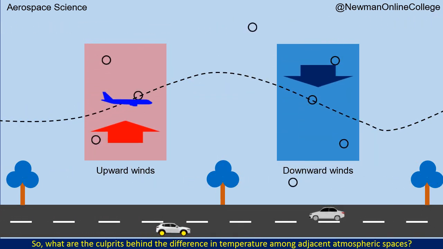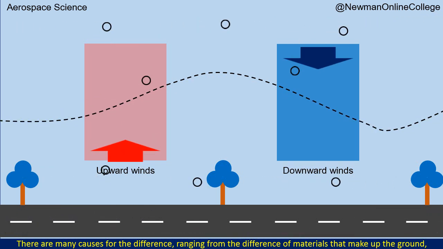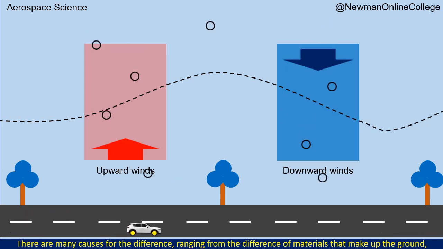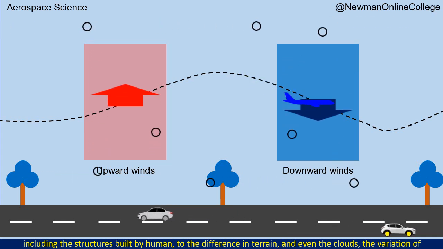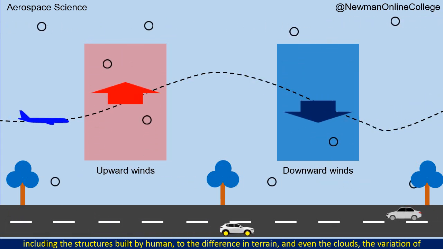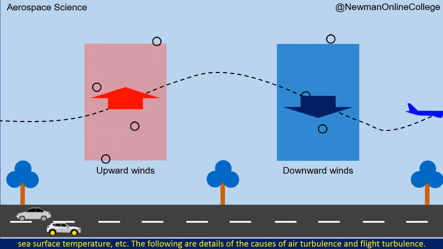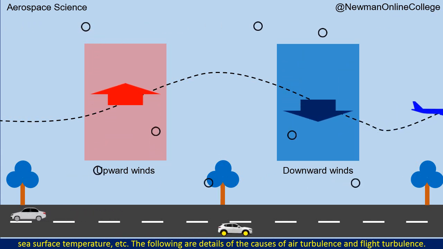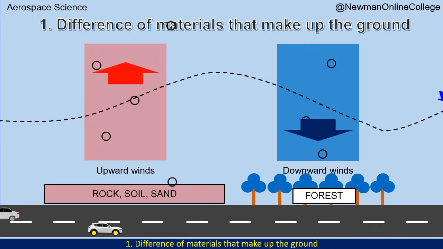So, what are the culprits behind the difference in temperature among adjacent atmospheric spaces? There are many causes for the difference, ranging from the difference of materials that make up the ground, including the structures built by humans, to the difference in terrain, and even the clouds, the variation of sea surface temperature, etc. The following are details of the causes of air turbulence and flight turbulence. 1. Difference of materials that make up the ground.